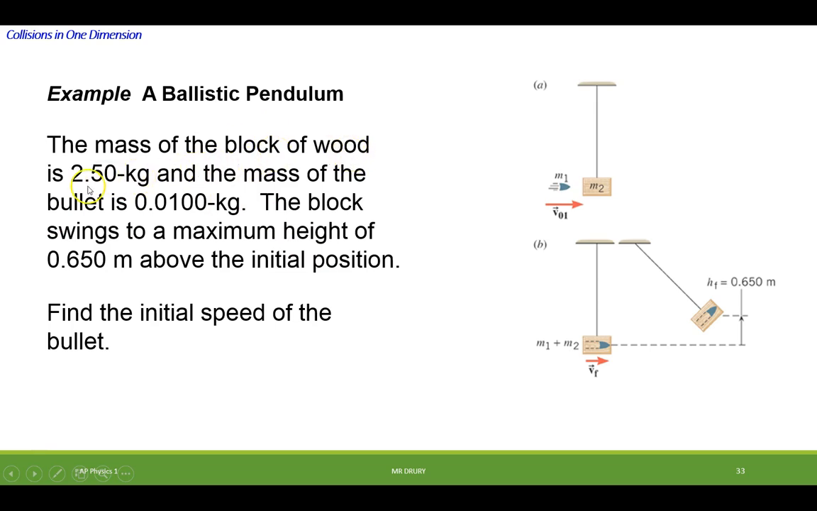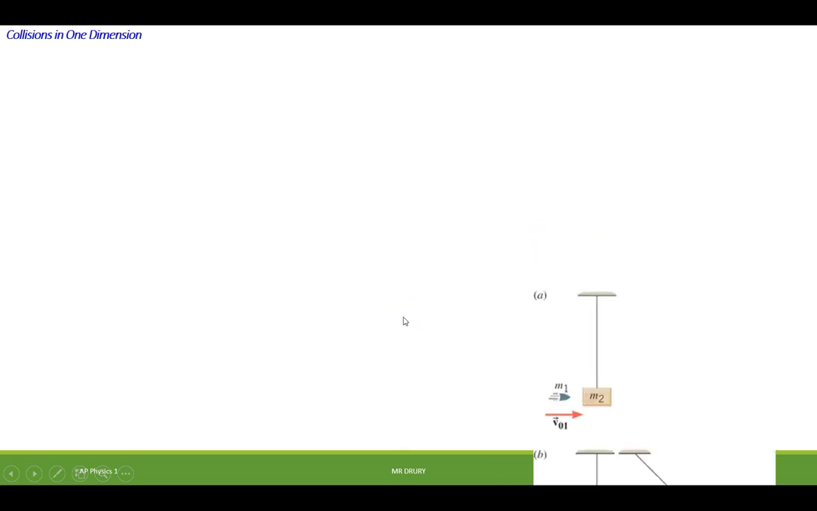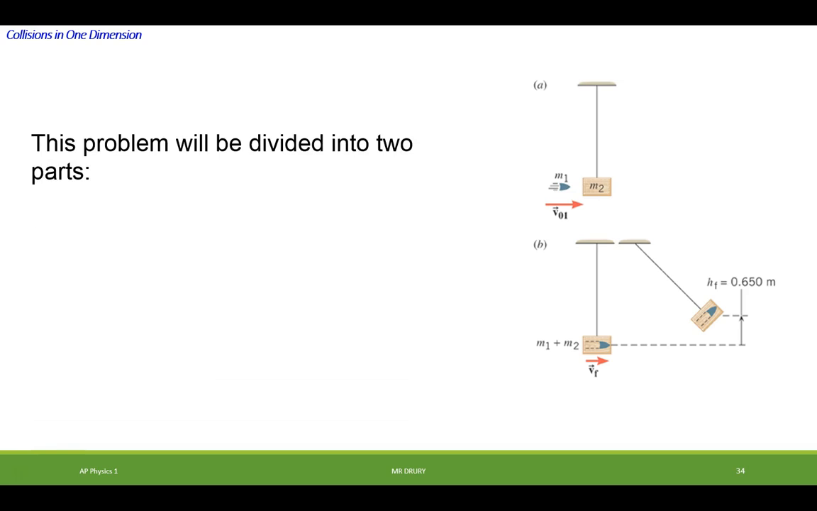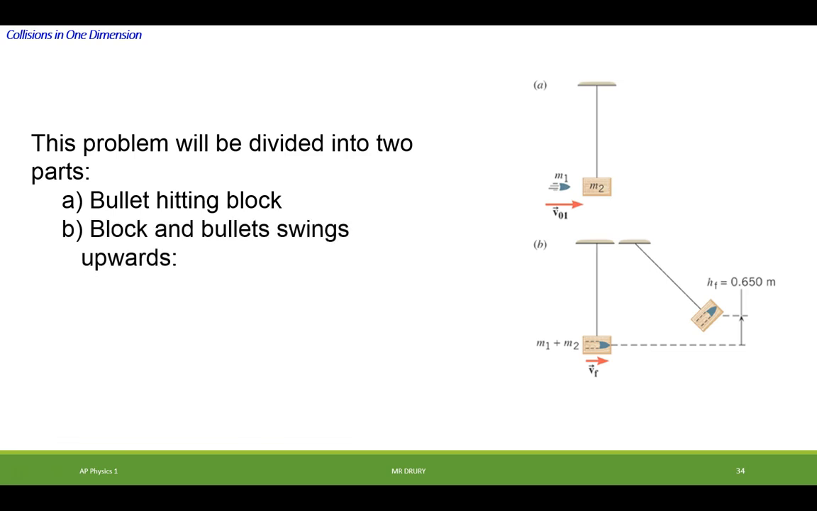The mass of the wooden block is 2.5 kilograms. The mass of the bullet is pretty small, 0.0100 kilograms. And once it hits into the block, the block and bullet swing up to a height of 0.650 meters above the initial position. What we're trying to do is figure out the initial velocity of the bullet. So we're going to break this into two parts. One, the bullet hitting the block, and two, or B, the block and the bullet swinging upwards.